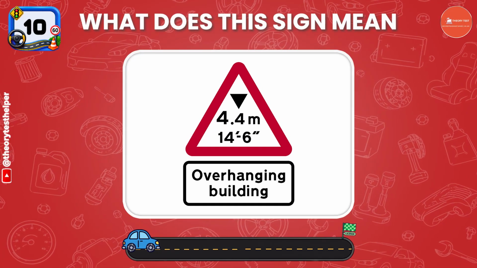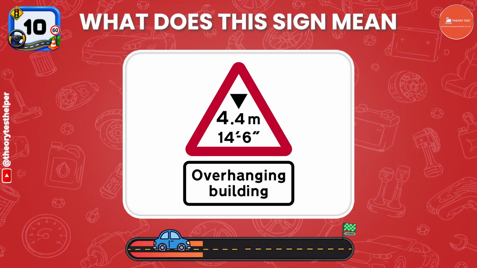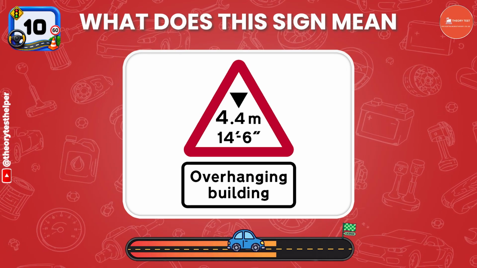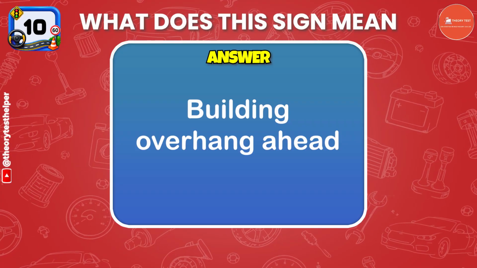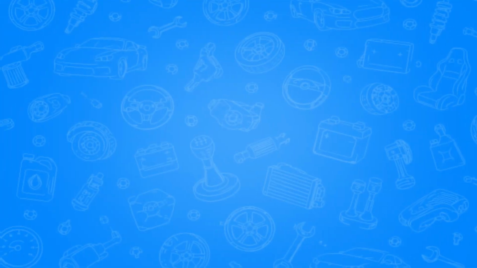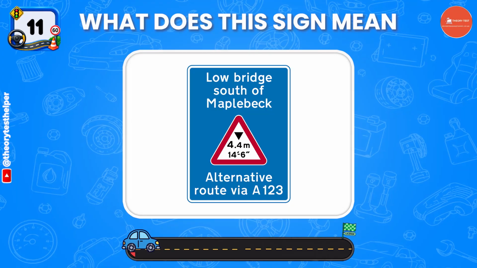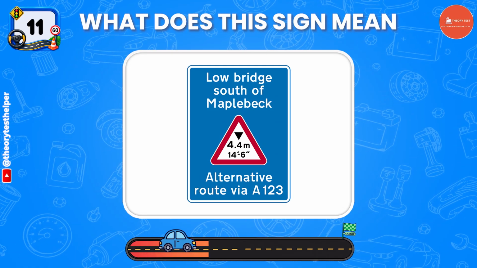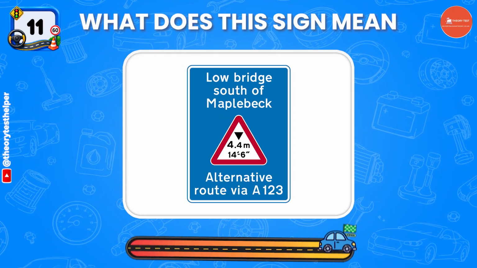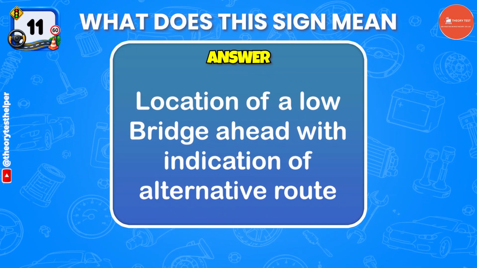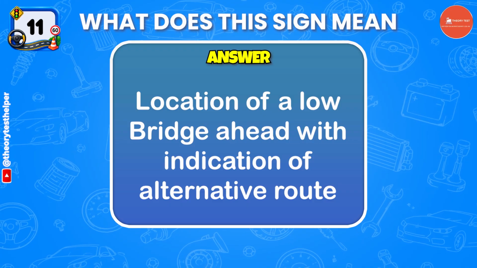What does this sign warn to all vehicles about? Building overhang ahead. What restriction does this sign indicate? Location of a low bridge ahead with indication of alternative route.